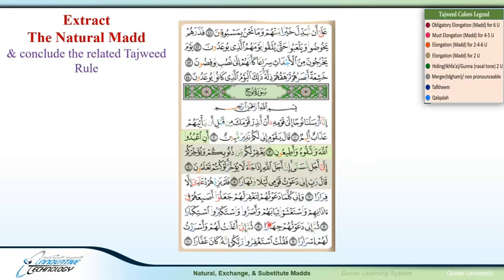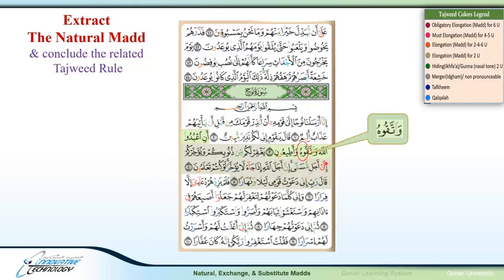Now we're going to practice extracting the natural mad elongation from these shaded verses of the Quran. We'll find that the first one here is wattaqu. The waw here is preceded by a dhamma, not followed by a hamza or a sukoon. So the rule is to extend the waw for 2 units as a natural mad. Wattaqu. Another example is qal. Qaf is with a fatha preceding the alif. So the alif here is preceded by a fatha, not followed by a hamza or sukoon, so we can extend it.